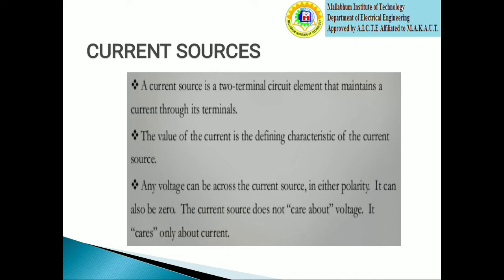Now come to the current source. This is another active element of the circuit, because it also has the capability of producing or generating energy. A current source is also a two-terminal circuit element that maintains the value of current in the circuit, which is not concerned about the value of voltage. It only cares about the direction of flow.